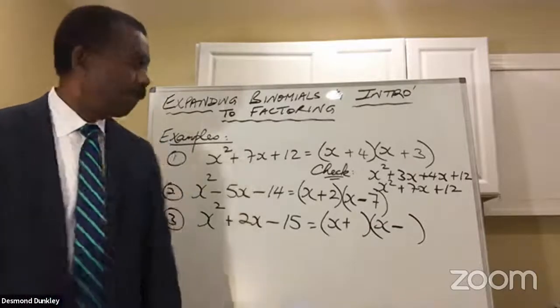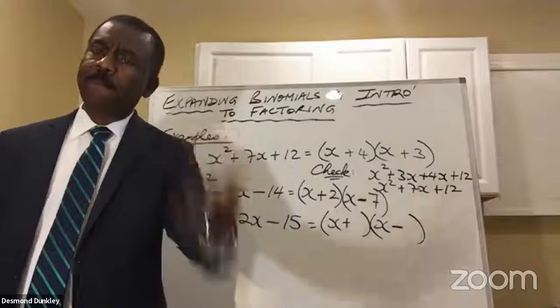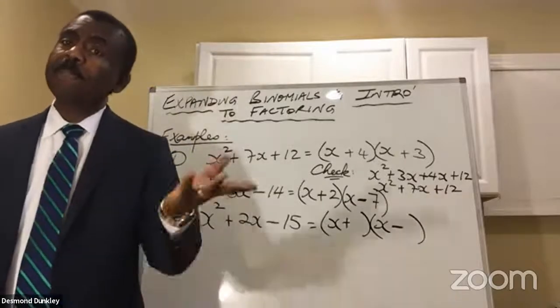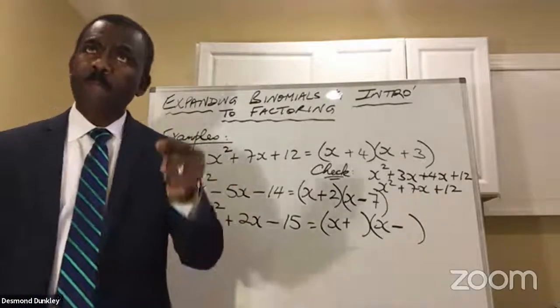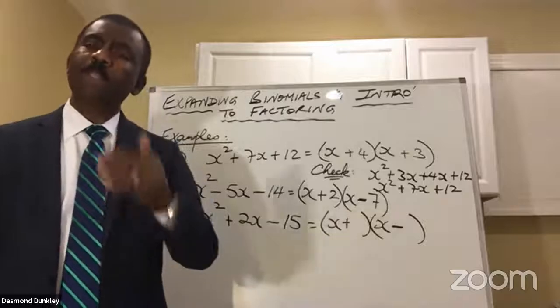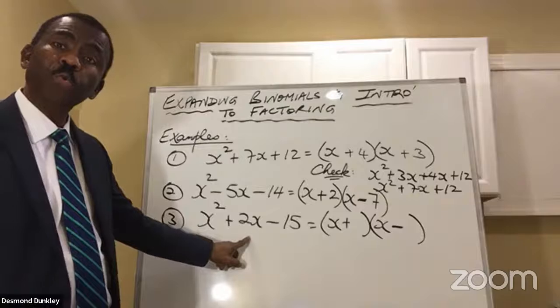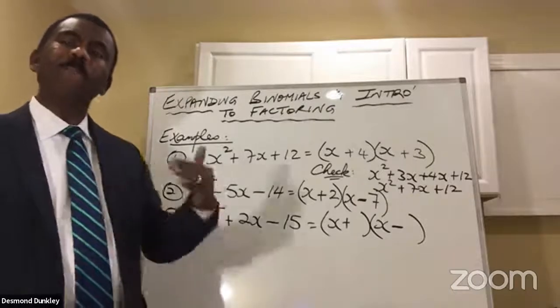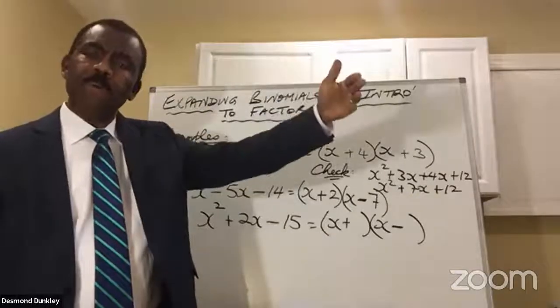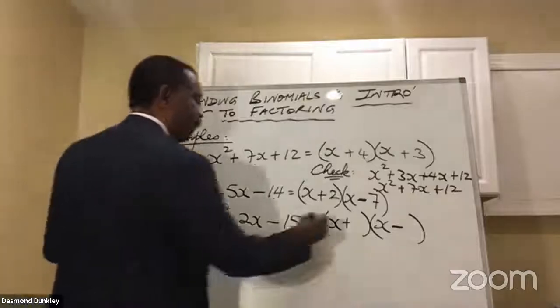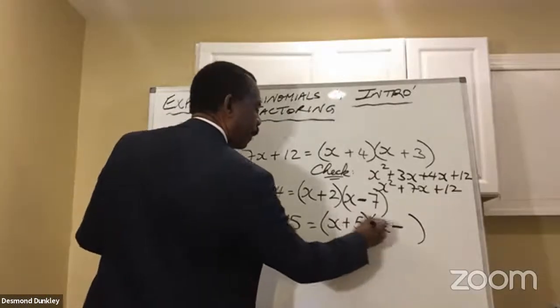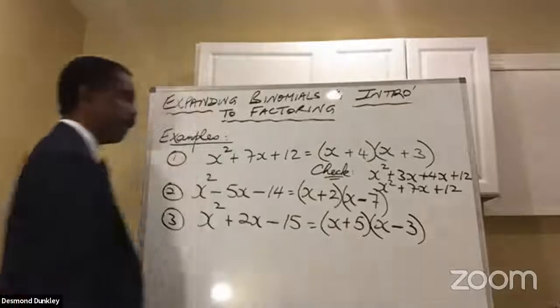What else do we have? Well, 15: 3 and 5. 3 times 5 is 15. So one of them has to be negative, one has to be positive. When you add them together, we get positive 2. So we know that the positive number has to be the bigger value. Therefore, it's going to be positive 5 and negative 3.